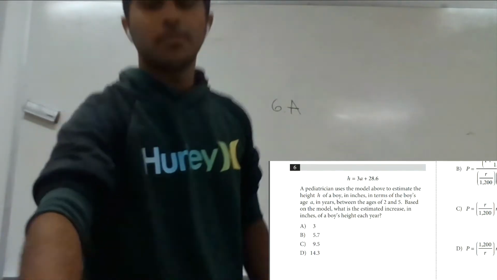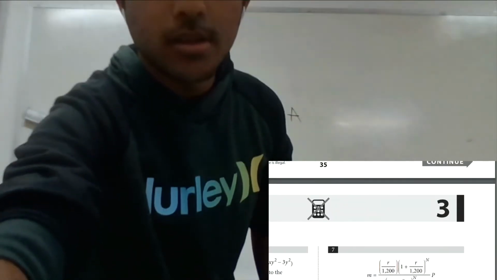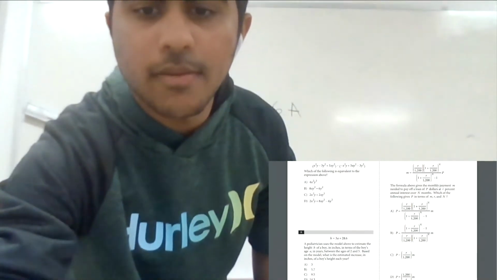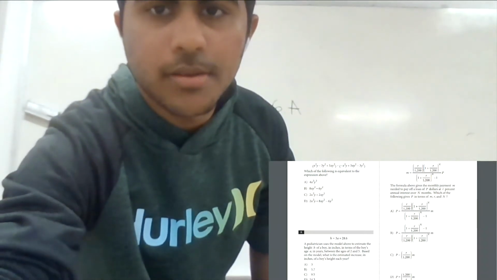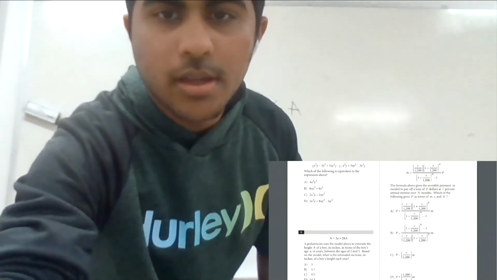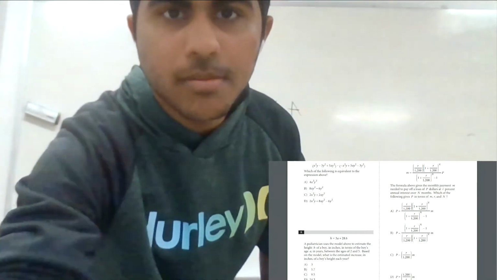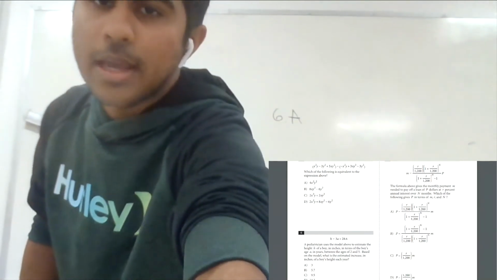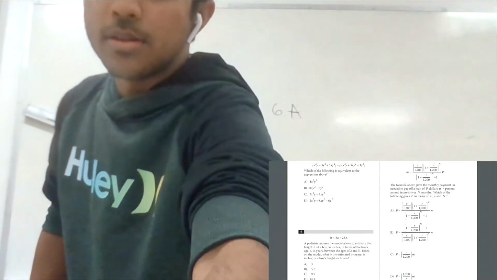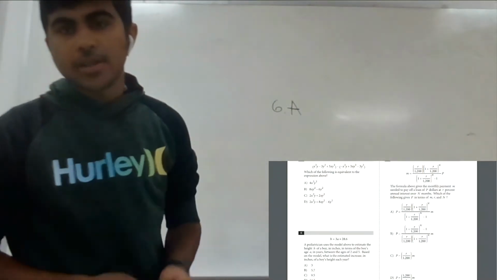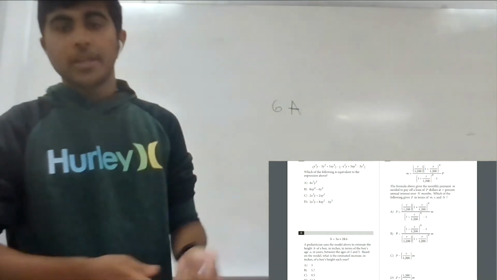All right, question number 7. Oh, that's a big question. Question number 7, as you can see, is this one, the one that has m equals r over 1200. I'm pretty sure you know that because we just saw the other ones, but this is our question. It seems fairly complicated, but let's read through it.